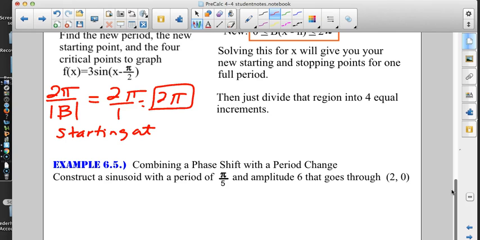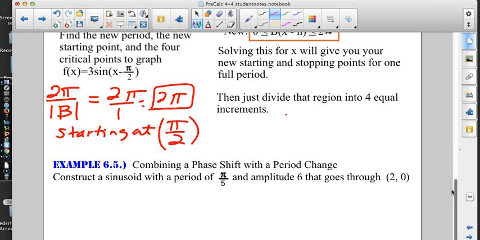What is the x value that this will be starting at? Pi over 2. So here's what's just happened. Our graph that used to start at 0, 0, before we can start it, we've got to move it over and then figure out how far to go.